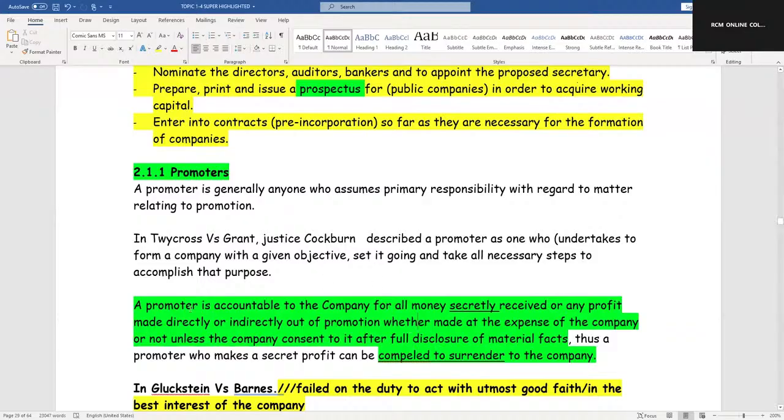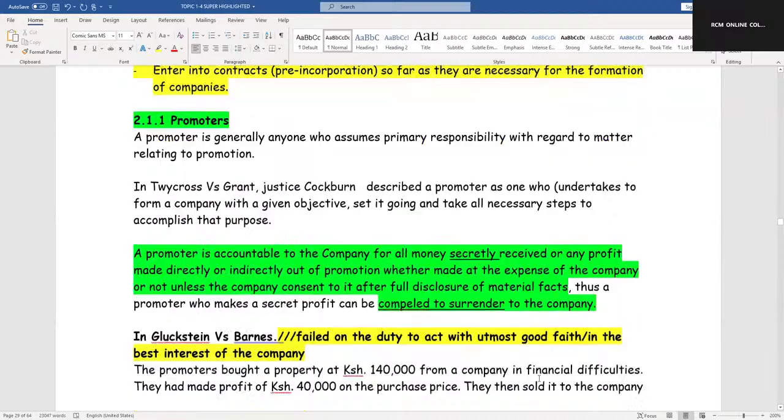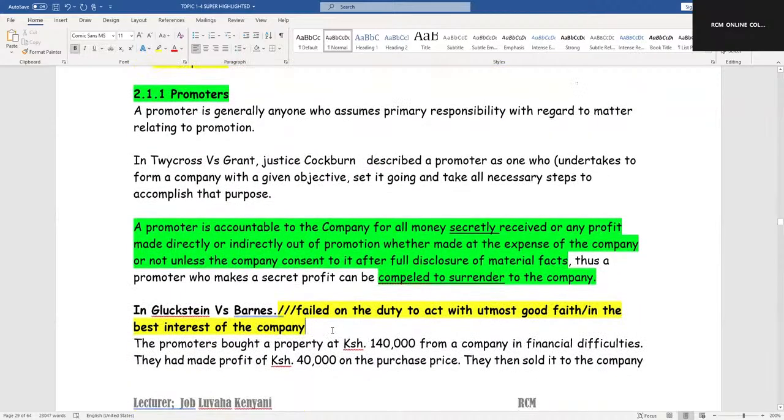He would have failed on what we call the duty of utmost good faith. As I've indicated here, he failed on the duty of acting with utmost good faith in the best interest of the company. And it is explained by this case law here, Gluckstein versus Benz. What happened?